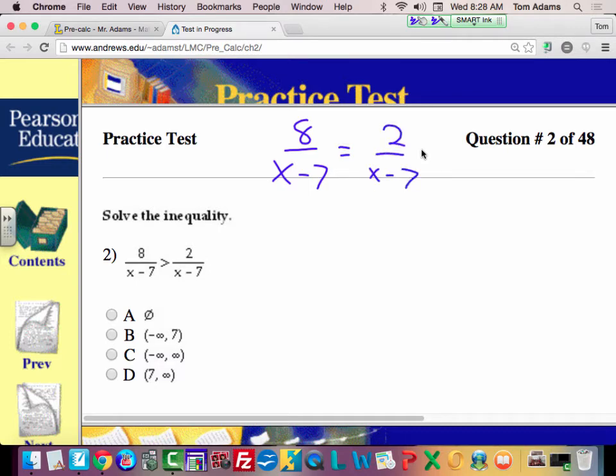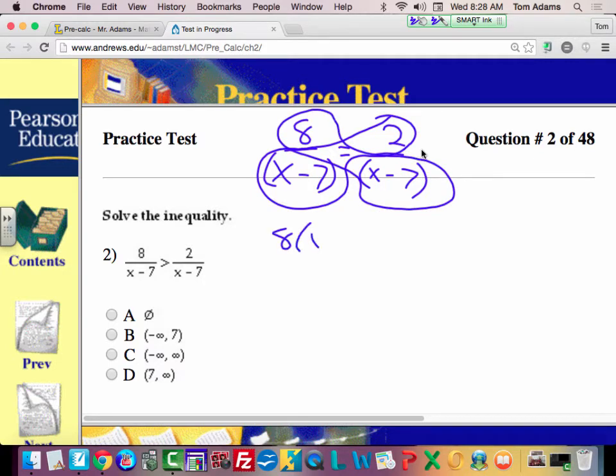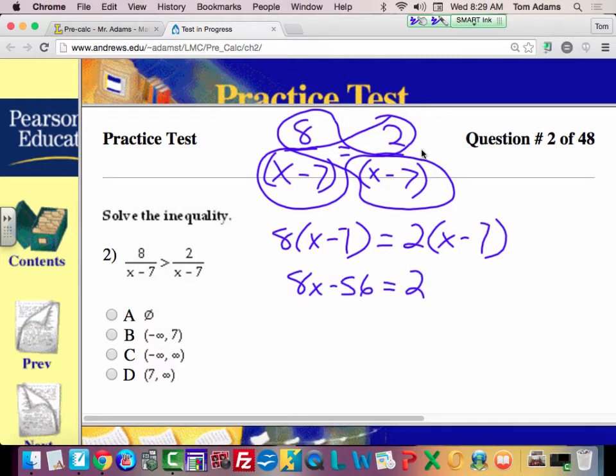And we could cross multiply to find out when those are equal. So think of it like this. I'm going to multiply this by this and multiply this by this to set them equal to each other. So I've got 8 times x minus 7 is equal to 2 times x minus 7. I get 8x minus 56 is equal to 2x minus 14. I'm going to subtract 2x from both sides. I get 6x minus 56 is equal to negative 14. I'm going to add 56 to both sides.